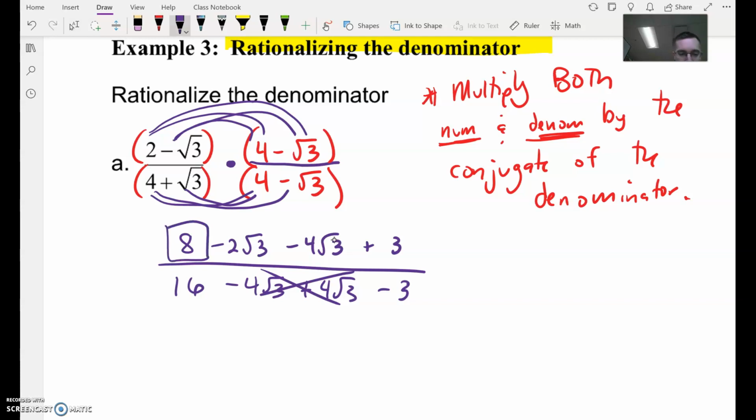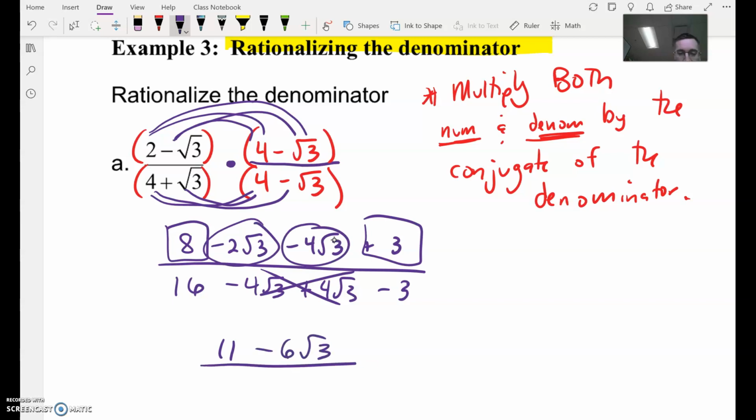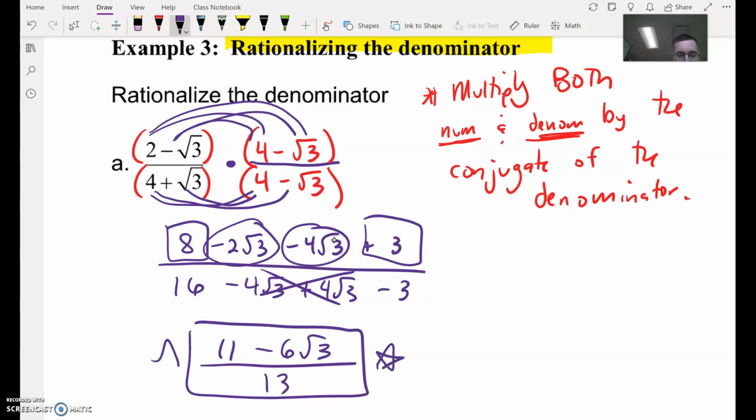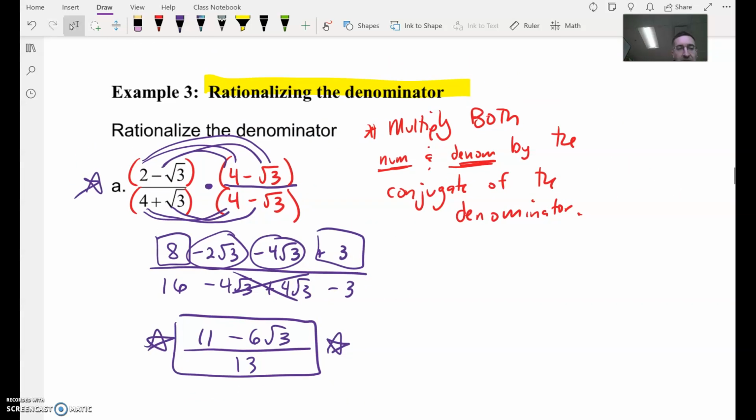I see this and this. Those are like terms. So that makes 11. And then I see these in the middle that are like terms. That's going to make negative 6 root 3. That's on the top. And on the bottom, it's just 16 minus 3, which is 13. This is our answer. This means this is the exact same thing as the original problem, but it has been rationalized. There are no longer square roots in the denominator.